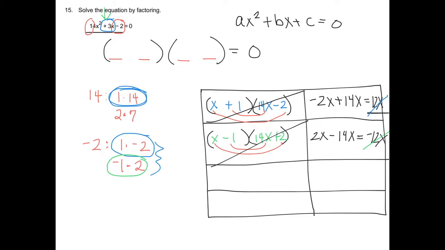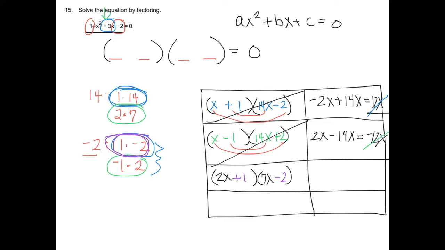Now I'm going to go to my second combination of factors for the 14. And I'll set up two parentheses. In the first term, I'll have 2x and also a 7x. Now I'll go down to the factors of 2 to choose my pair for the second position, and I'm going to choose the 1 and the negative 2. So I have a positive 1 and a negative 2.